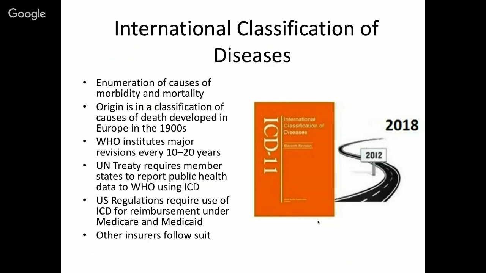And the ICD is so important because you can't be a member of the United Nations unless you agree to report all your public health information to WHO using ICD. And in the US, as you well know, ICD is required by law as the basis for reimbursement under Medicare and Medicaid. And as a consequence, all the other insurers in the US require ICD as well. So ICD gets a lot of press.